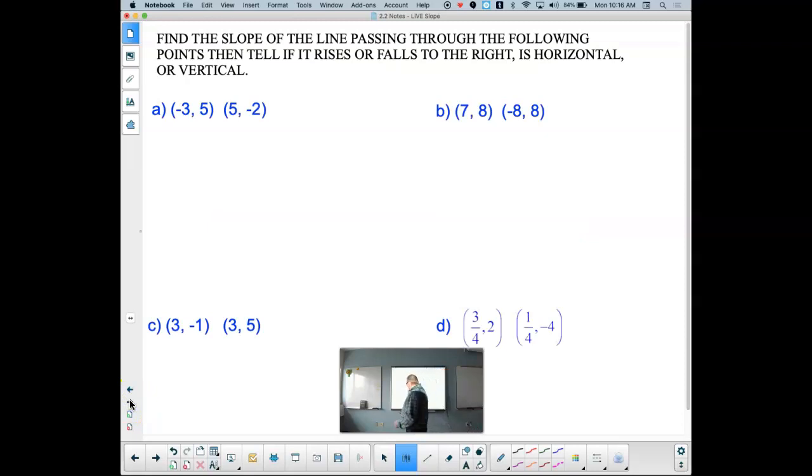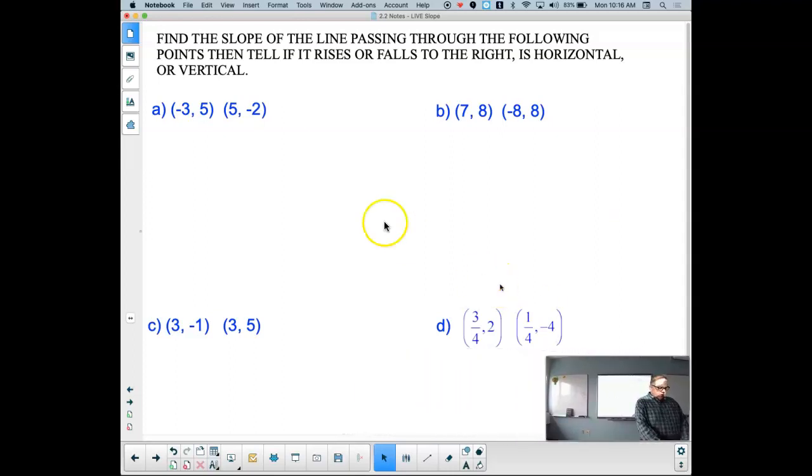So then let's get back into doing some math. On these particular 4, I would like you to find the slope of the line passing through the following 2 points. Then tell me if it rises or falls to the right, is horizontal or vertical. It's just the description of what it is. So finding the slope and then telling me what it does.